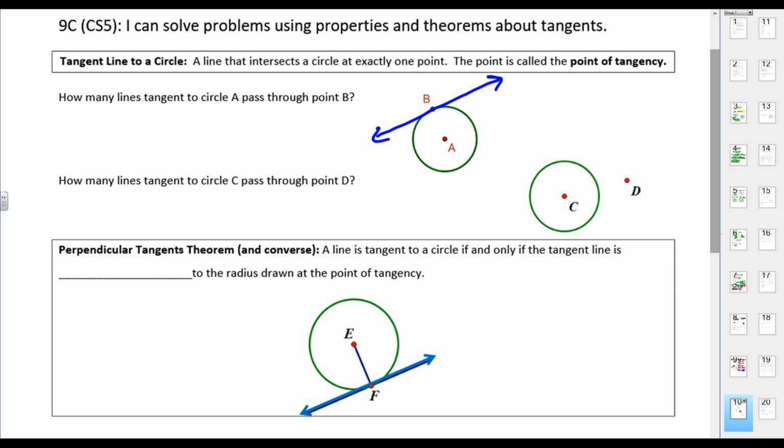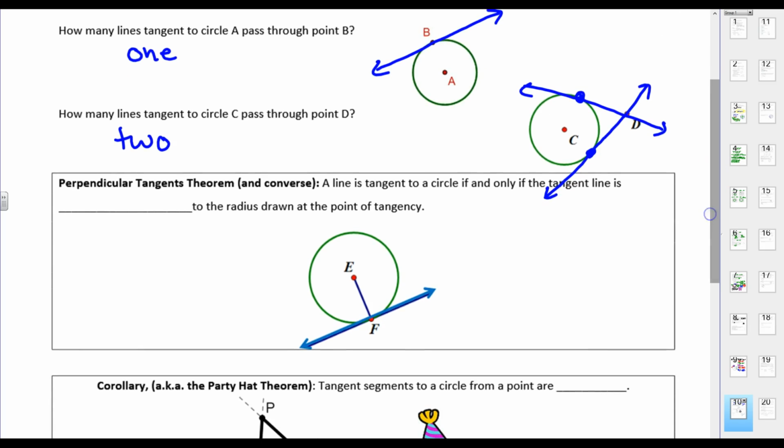Whereas if I've got a circle with a center of C and a point D that is not on the circle but outside the circle, there are actually two tangent lines that I could draw that would go through D and intersect the circle at exactly one point, here and here. So there is one tangent line when it's on the circle and two tangent lines when the point is outside of the circle.